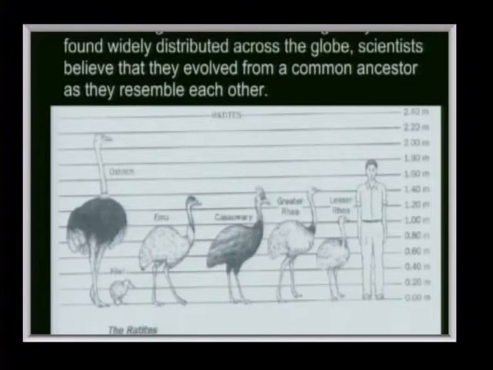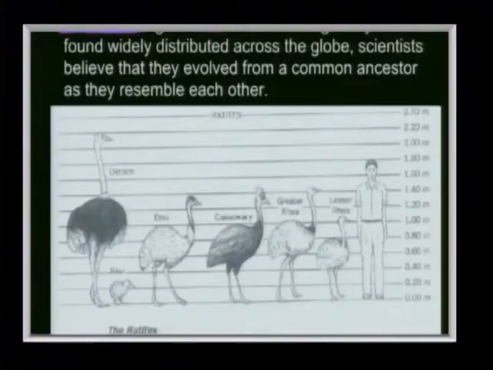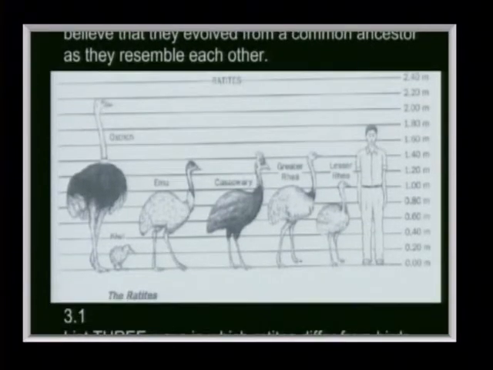Let's have a look. Again, we have a diagram and we have an introductory section. So the tip that I gave you is always read through just to get a sense of what you're talking about or what the question is going to be about. So ratites, they mention, are flightless birds, we know that, and they are widely distributed across the globe. And scientists believe that they evolved from a common ancestor.